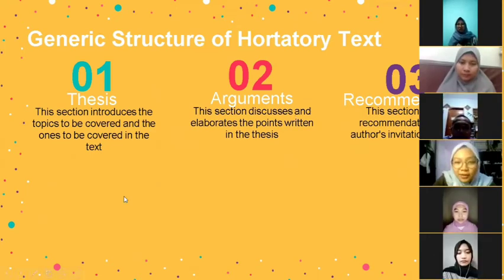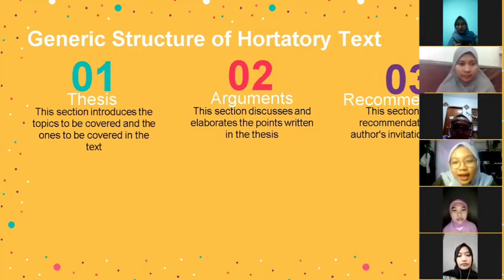Okay, based on what I have explained, these two types look alike, but can you spot the difference? Anyone know? Can I try, Miss? Of course, Bila. I think that hortatory exposition provides recommendation for the readers, while analytical exposition only provides conclusion about the topic.